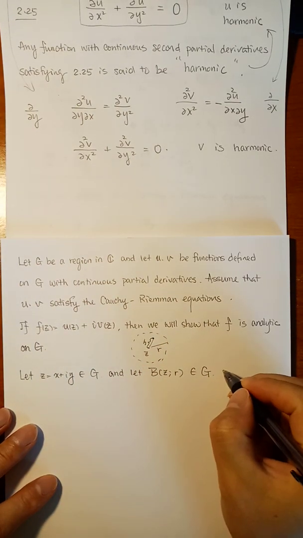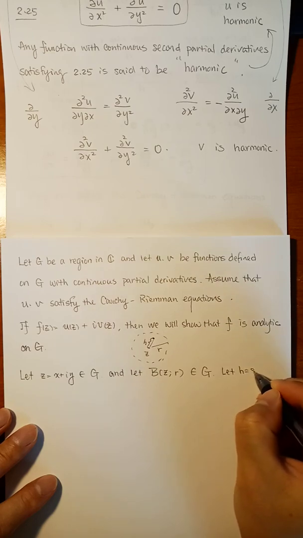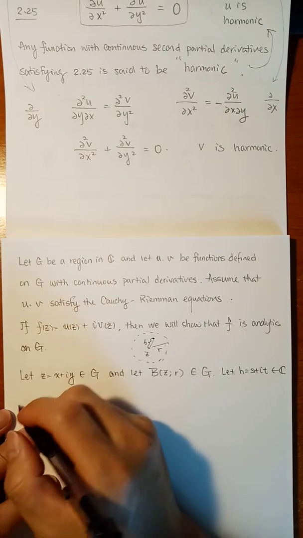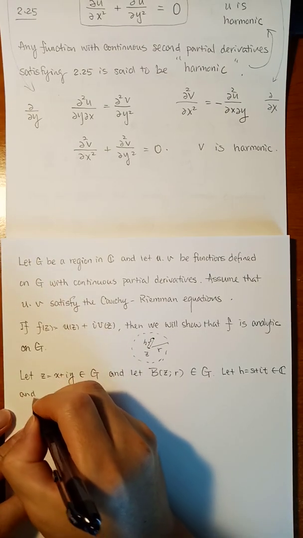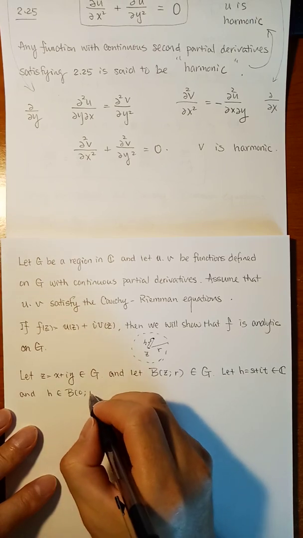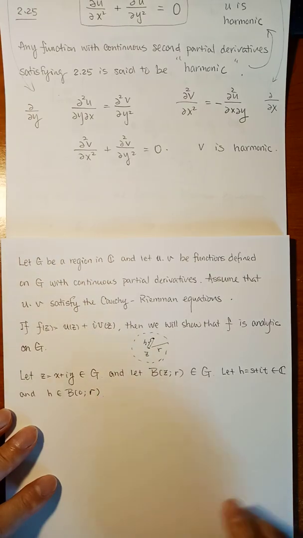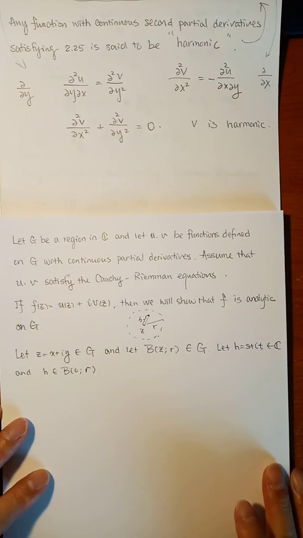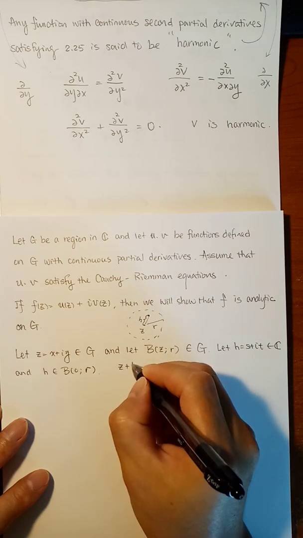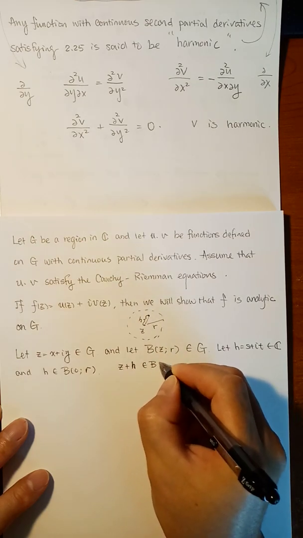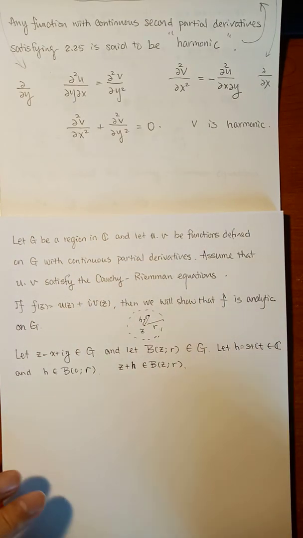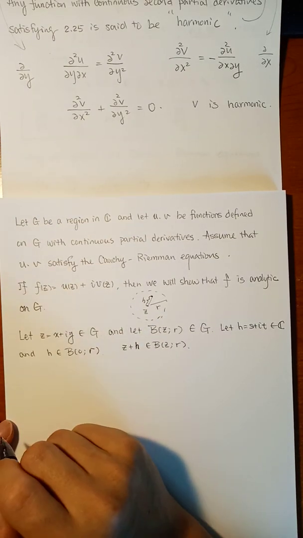So let h be s plus it in C. H is an arbitrary point in C. Then we need h inside the ball centered at the origin with radius r. H is close to 0. Then with this condition, we know that z plus h will be inside the disk B(z, r).